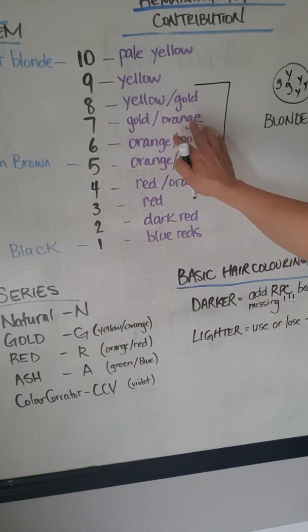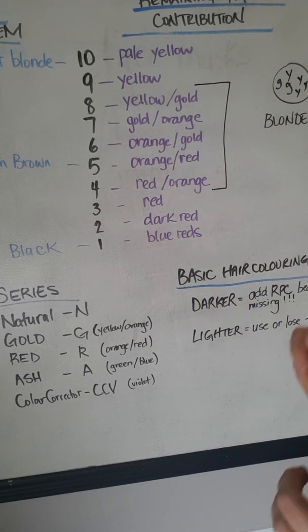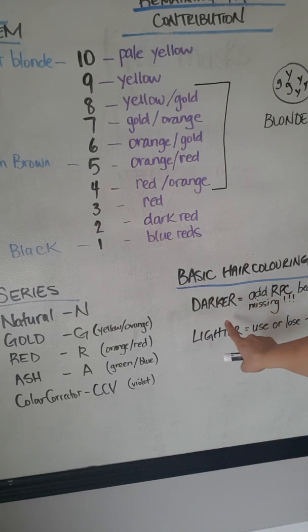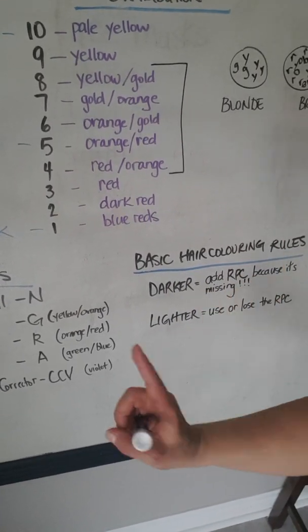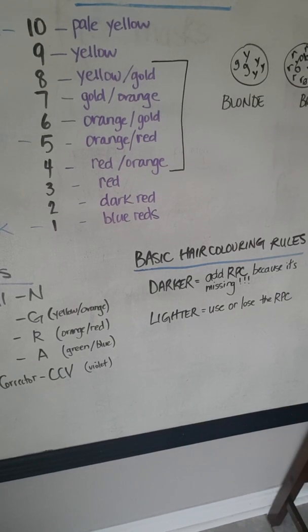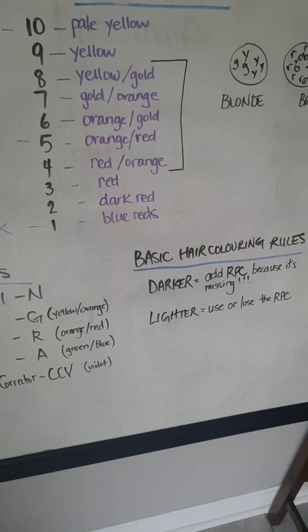We need to add oranges. We need to add red. Okay, we can add some more gold to her hair. And so that's what's really important when you're going darker, as the darker rule, is to always add those missing colors. And I will teach you how to do that in the next video. Okay, so that's the first rule, or the rule when you're going darker.